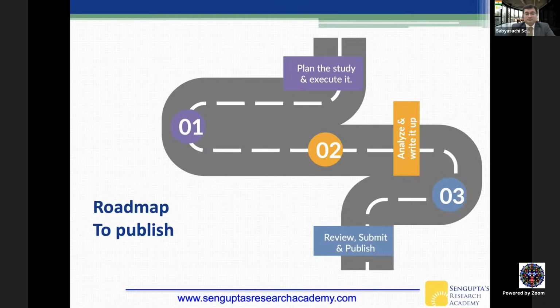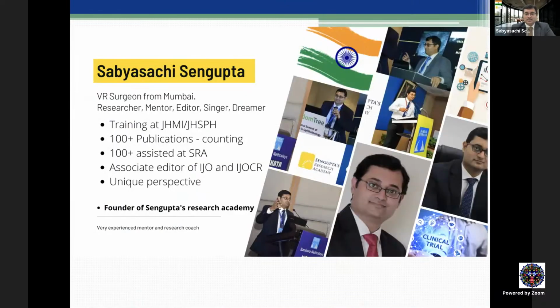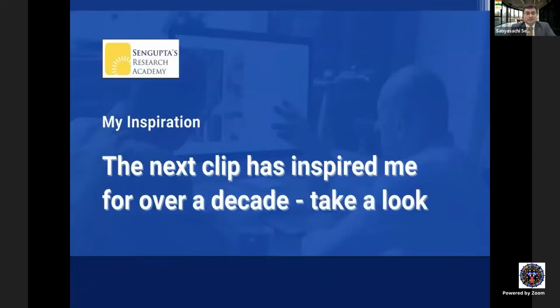And these are all essential, very key, very basic ingredients that we need to publish any paper. I think I've already been introduced, so I won't go into any of this.